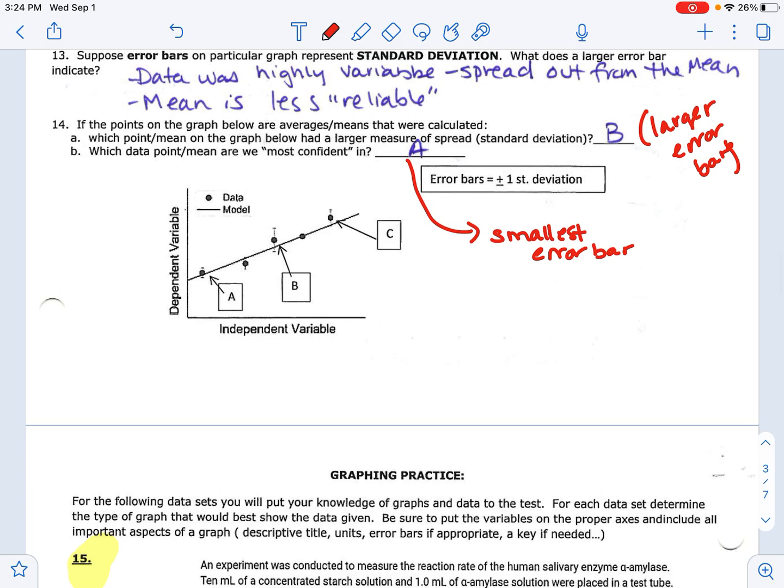We haven't really done statistics yet, but in general, I just want you to know a larger error bar. So B had the larger error bar. What that means is that data set, that group that I averaged, is more spread out, and we'll talk about that more later. And group A had the smallest error bar. So that group that I averaged for that data point was less spread out.